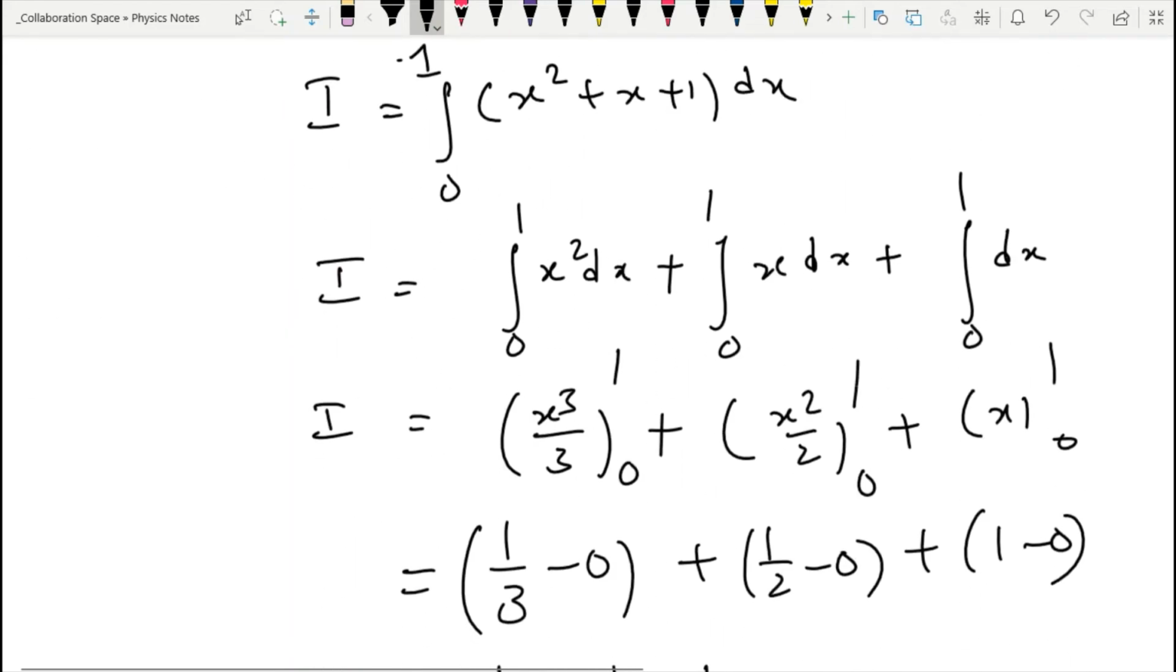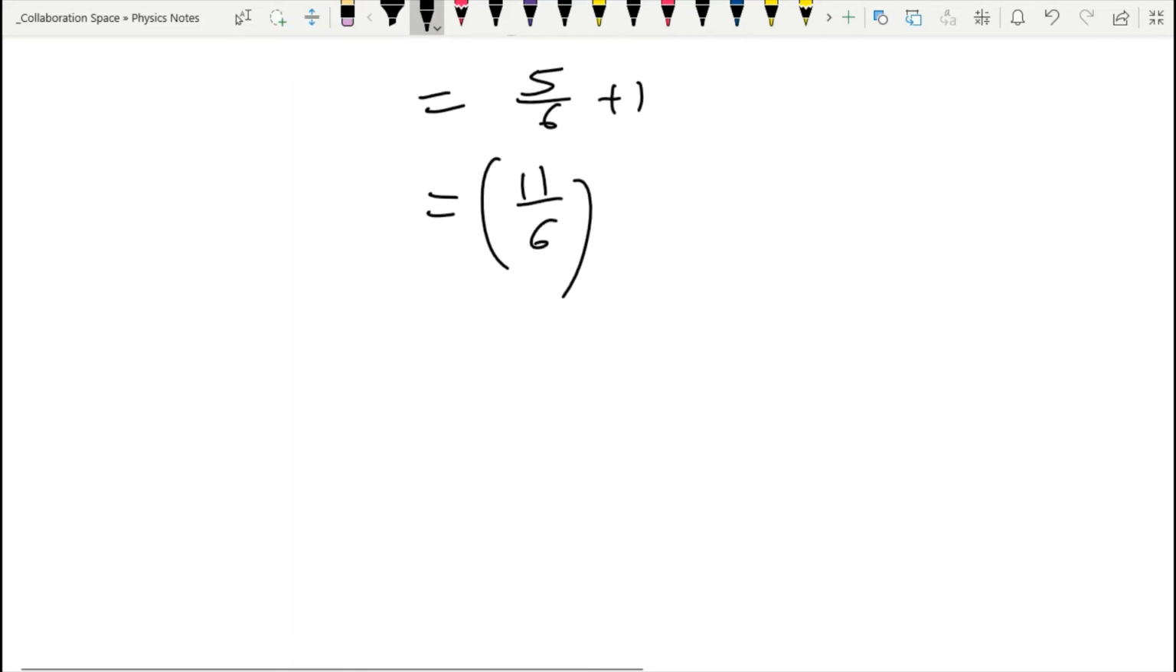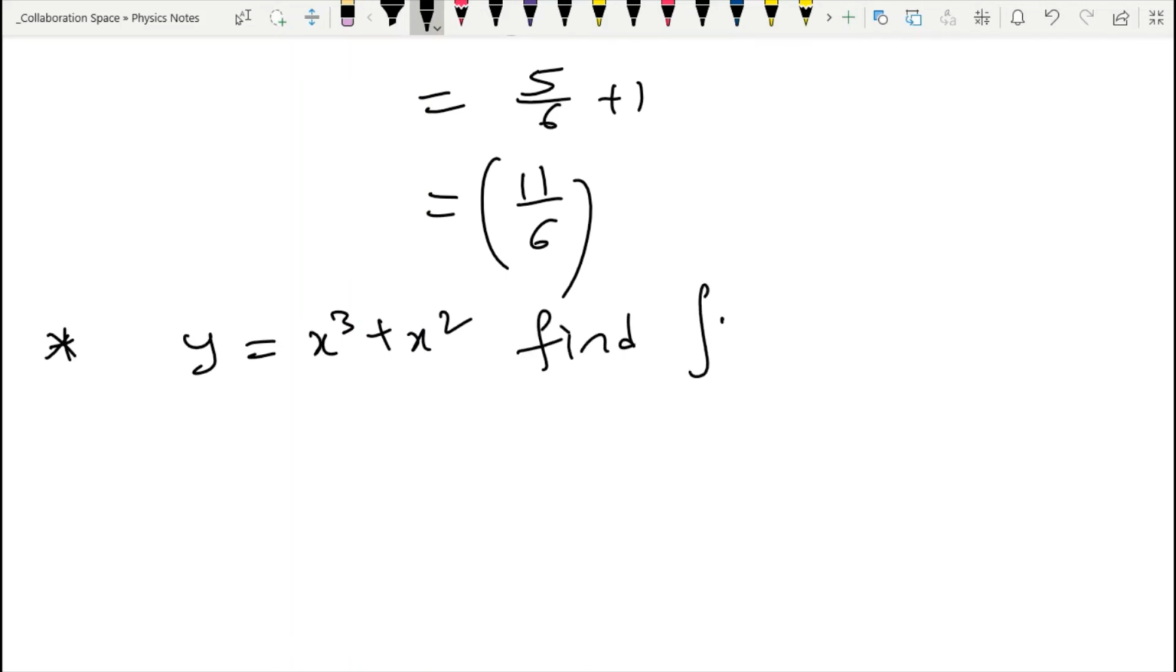Next, another question. Now you can try. Y is equal to x cube plus x square. Find the integration of y dx, taking the limits 0 to 2. So tell me the answer for this problem. You try and tell the answer, students. Now you have to try.